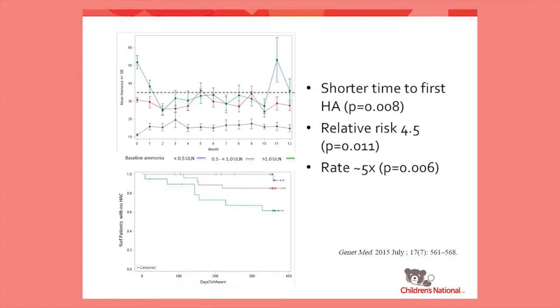And they looked at how many hyperammonemic episodes these groups had. Again, maybe intuitive, but those patients who had an ammonia level that was above the upper limit of normal were much more likely to have a hyperammonemic episode. They had a shorter time to the first hyperammonemic episode. Their relative risk for having one was 4.5 times the lowest group, and the rate at which they had them was 5 times the lowest group, okay?